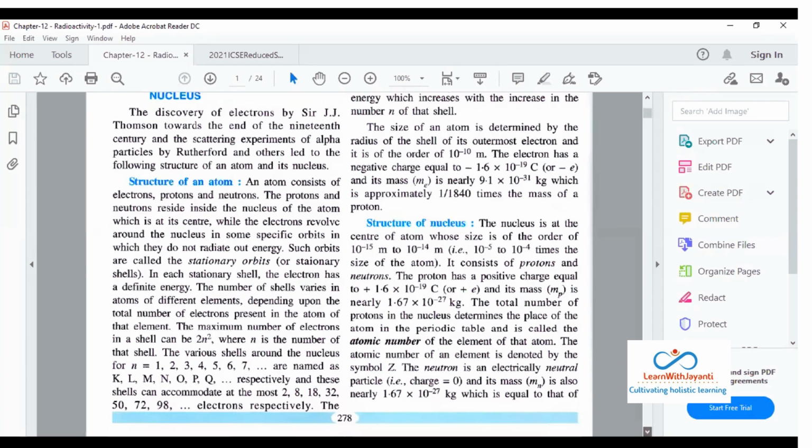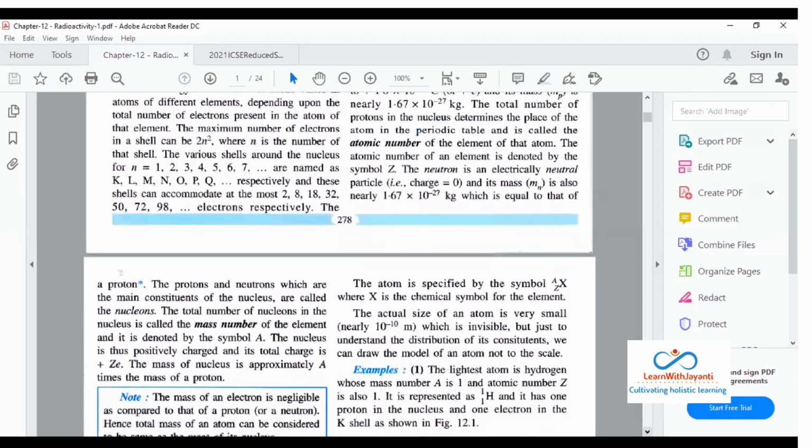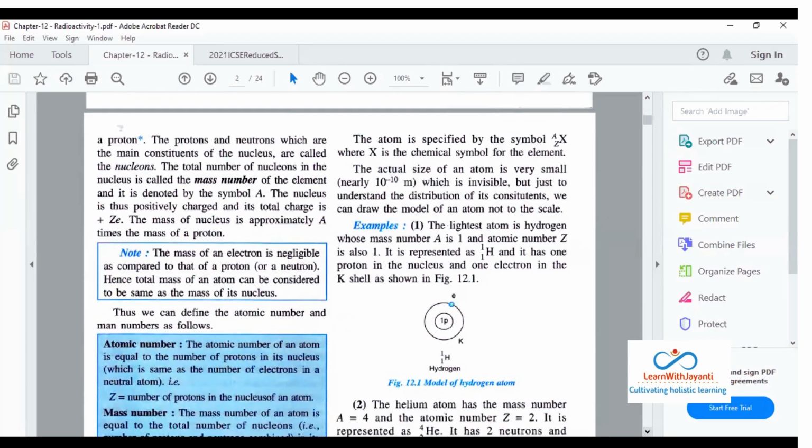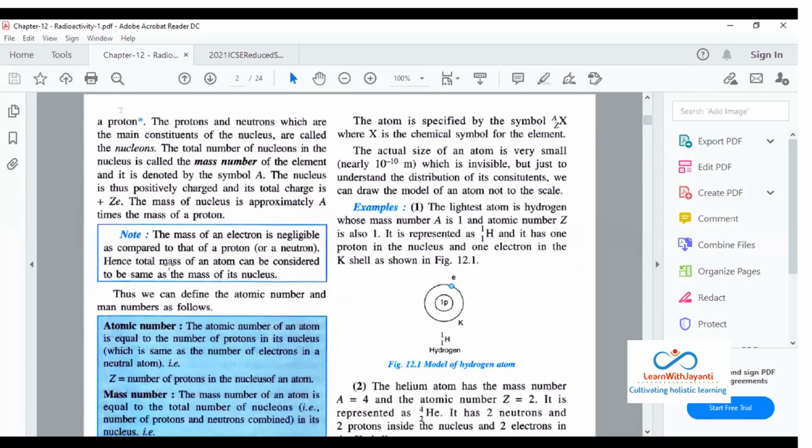So any doubt in this case? No. Okay, so we have studied this much. The mass of an electron is negligible as compared to that of proton or a neutron. The total mass of an atom can be considered to be same as mass of the nucleus. So we don't consider the mass of an electron while considering the mass of an atom. So mass of an atom is same as mass of the nucleus. Any doubt? No, ma'am.